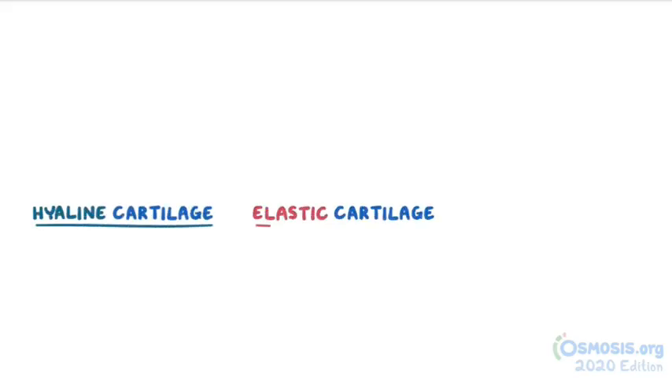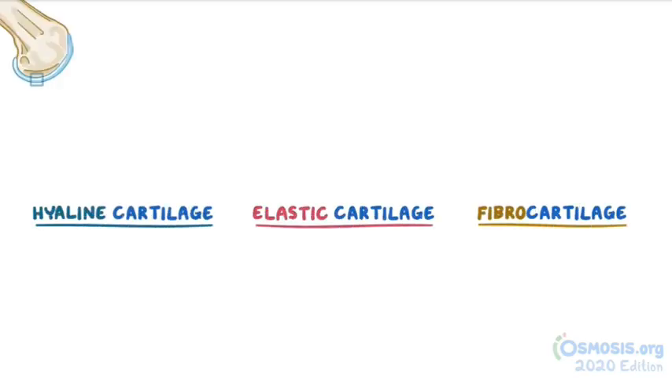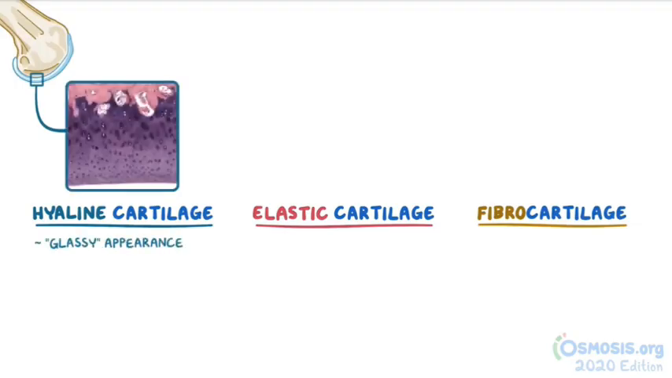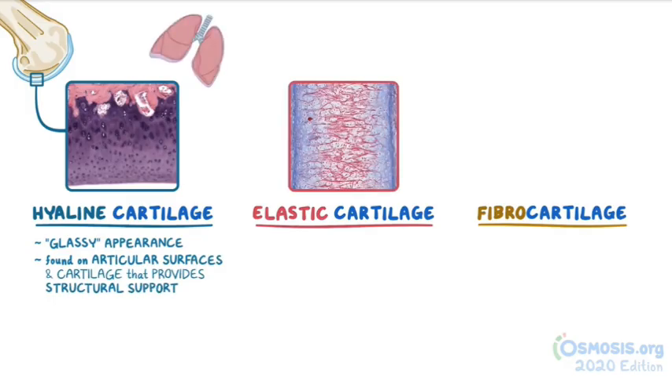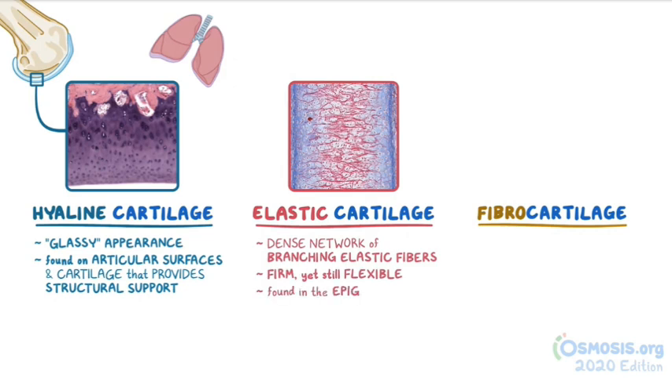Based on the appearance and specific function, cartilage is separated into three main types: hyaline cartilage, elastic cartilage, and fibrocartilage. Hyaline cartilage has a glassy appearance and can be found on many articular surfaces, as well as cartilage that provides structural support. Elastic cartilage contains a dense network of branching elastic fibers that allows it to be more flexible, which is why it's often found in structures that need to be firm yet still flexible. Some examples include the epiglottis, larynx, and the pinna of the external ear.